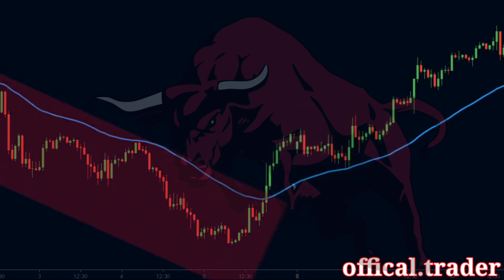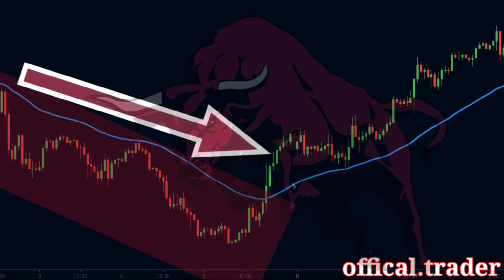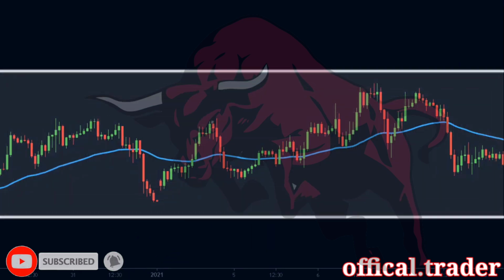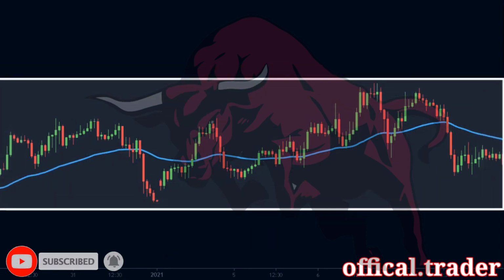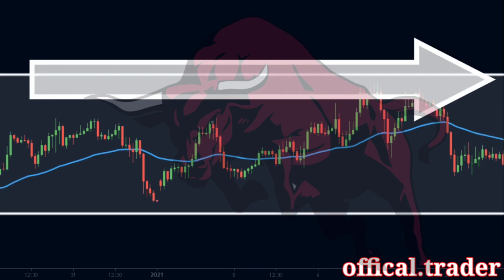Similarly, if the price is below the moving average, and the moving average is sloped downwards, we can say that the price is in a downtrend. Lastly, if the price is revolving around the moving average, and the moving average is flat, the market is said to be in a sideways trend.